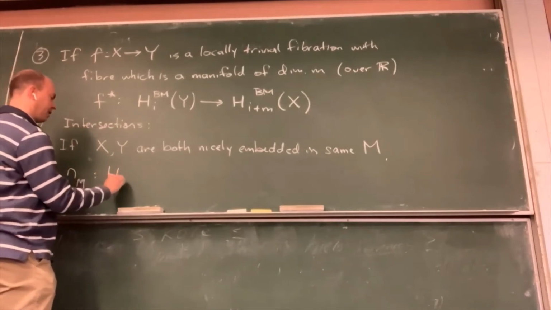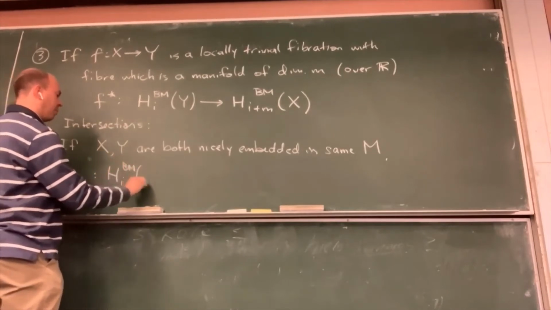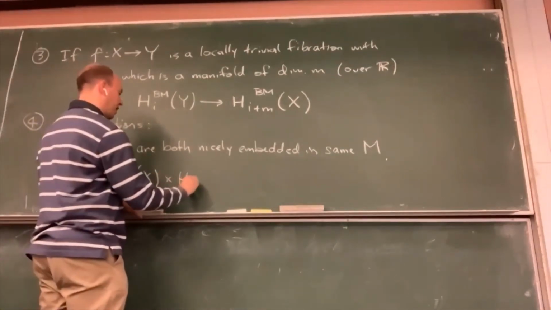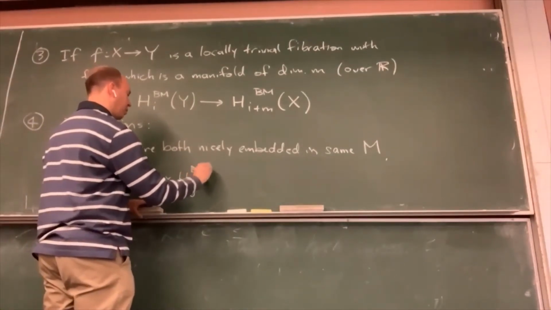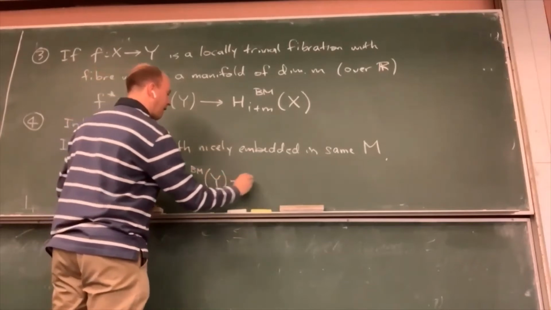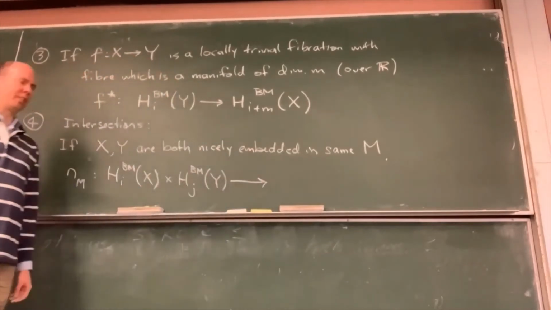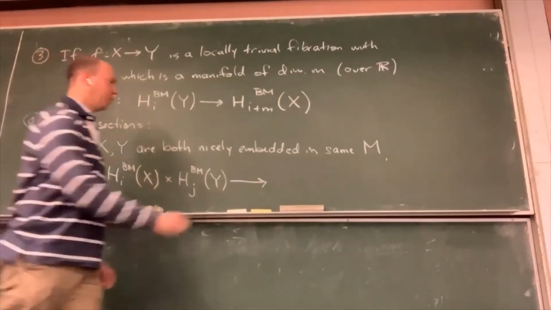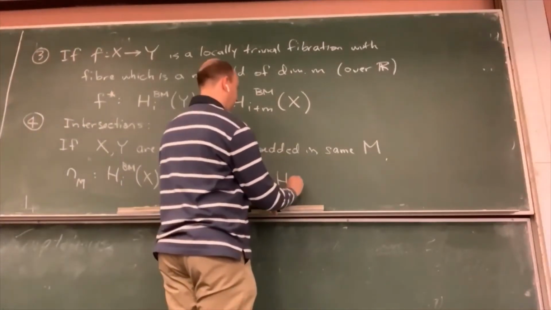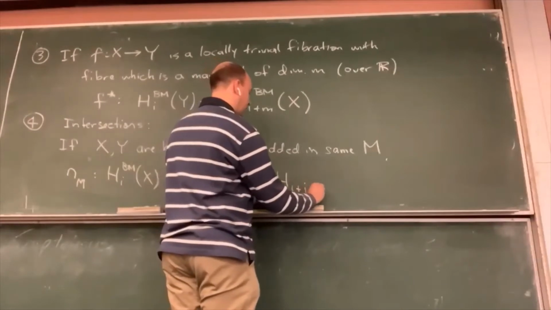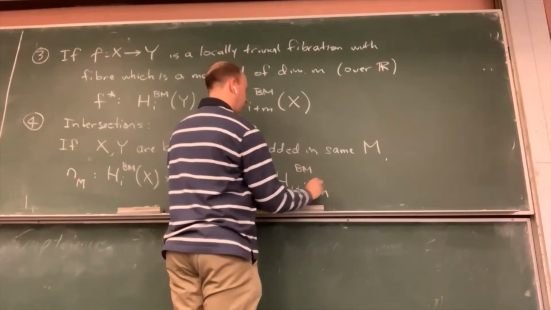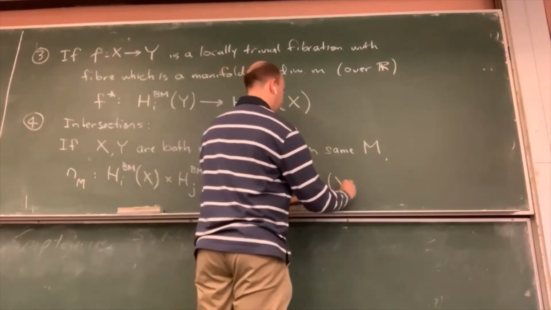So it takes the ith Borel-Moore homology group of X and the jth Borel-Moore homology group of Y. So in some suitably topological sense, you're intersecting an i chain here and a j chain here. And what you get is an i plus j minus m chain in the intersection.